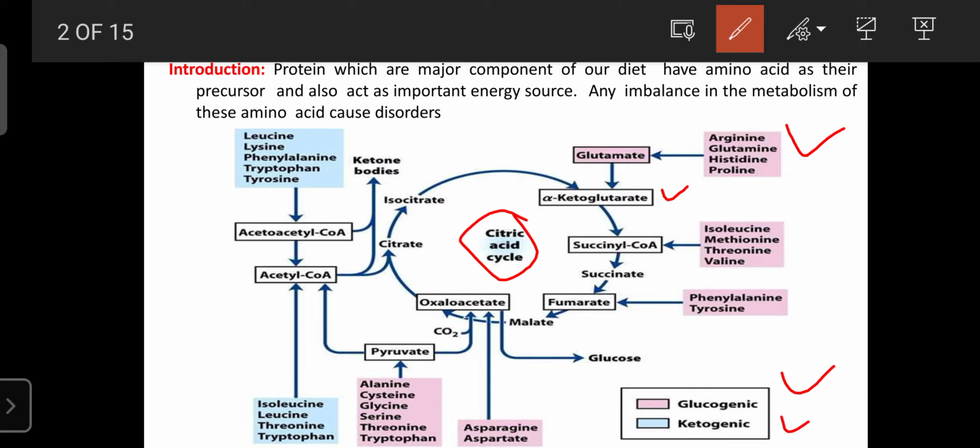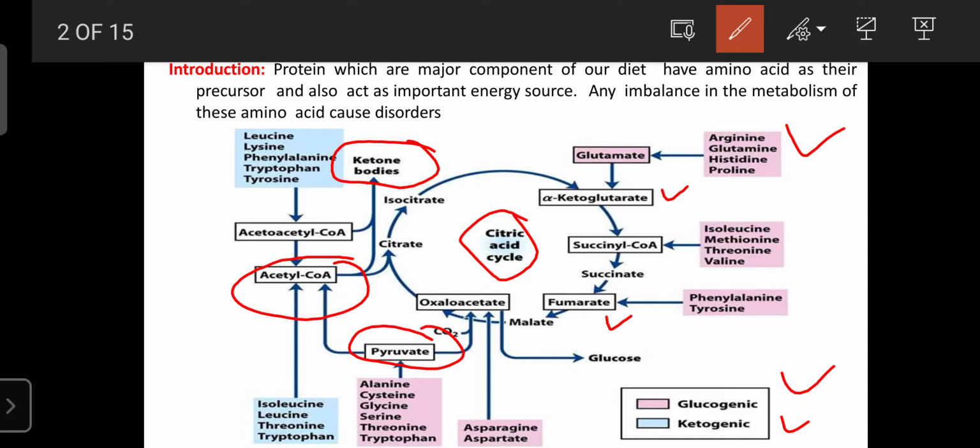Then isoleucine, methionine, threonine, and valine are required for the formation of succinyl CoA, and phenylalanine and tyrosine are required for the formation of fumarate. Then asparagine and aspartate are required for the formation of oxaloacetate. Alanine, cysteine, glycine, serine, threonine, tryptophan are required for the formation of pyruvate. Isoleucine, leucine, threonine, tryptophan are required for the formation of acetyl CoA. And leucine, lysine, phenylalanine, tryptophan, then tyrosine are required for the formation of acetyl CoA, as well as the energy compound ketone.